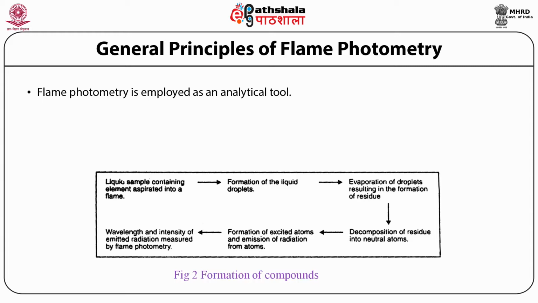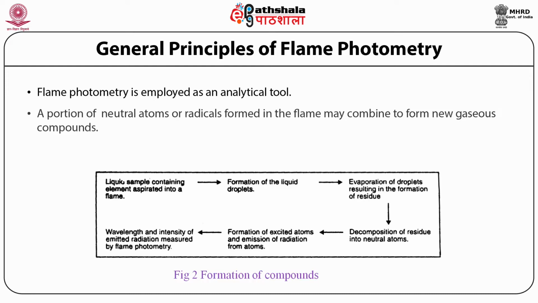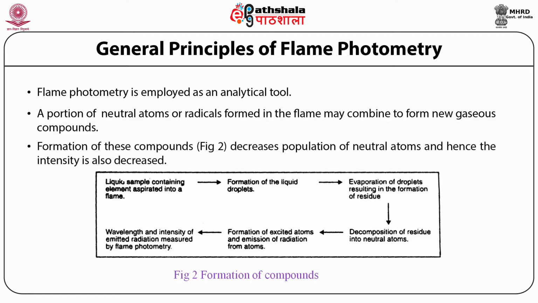The wavelength and intensity of the emitted radiation are measured by flame photometry. A portion of the neutral atoms or radicals formed in the flame may combine to form new gaseous compounds. As the formation of these compounds decreases the population of neutral atoms, the intensity is also decreased. This constitutes the chemical interference in flame photometry.